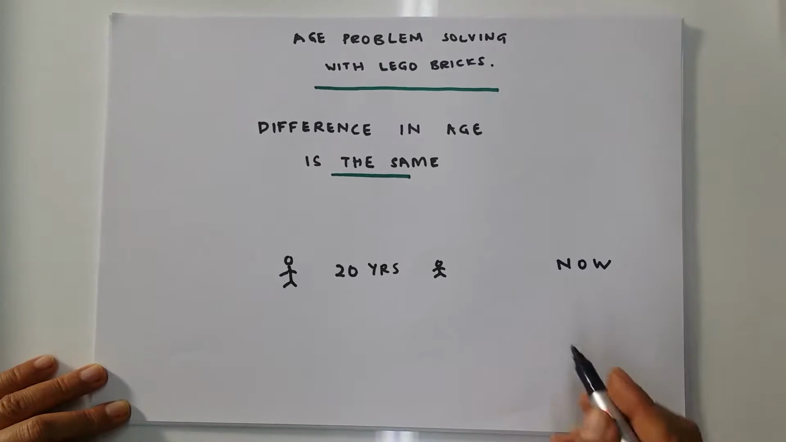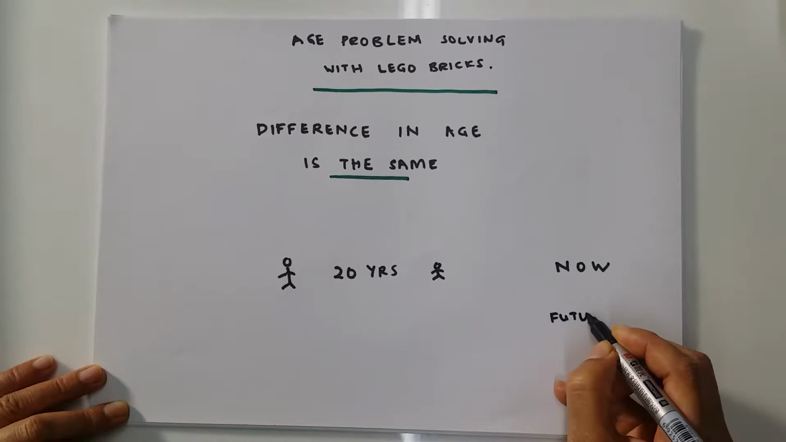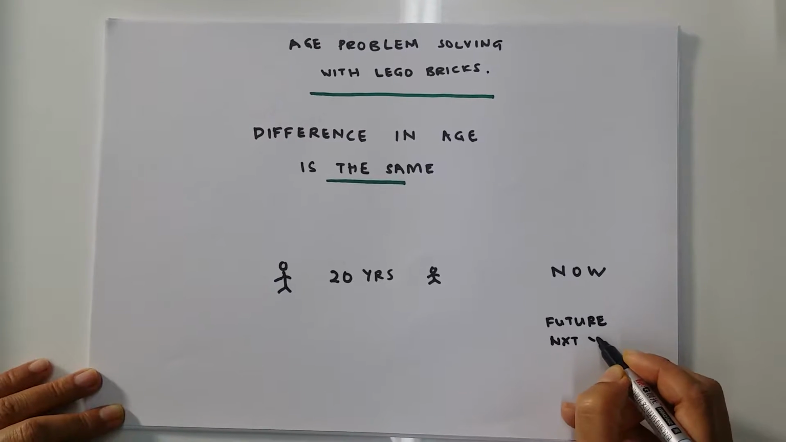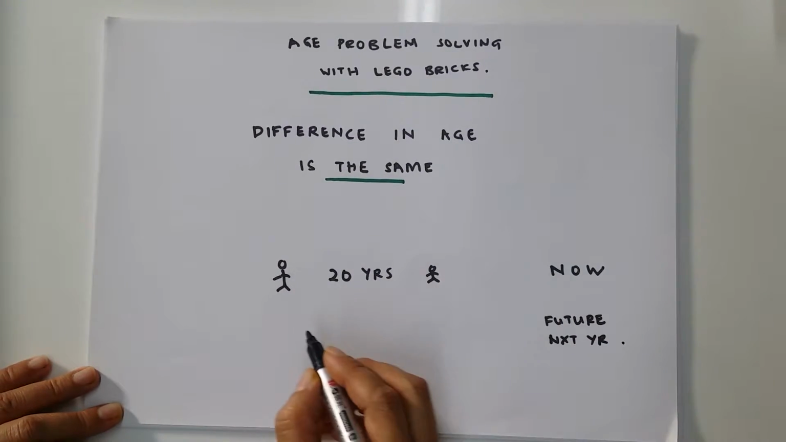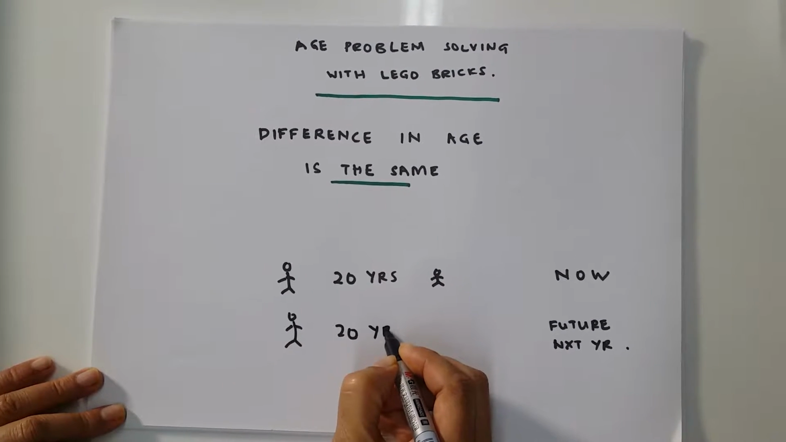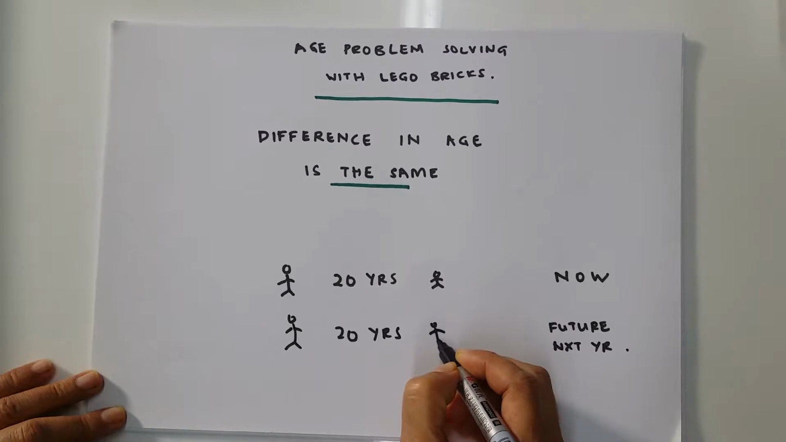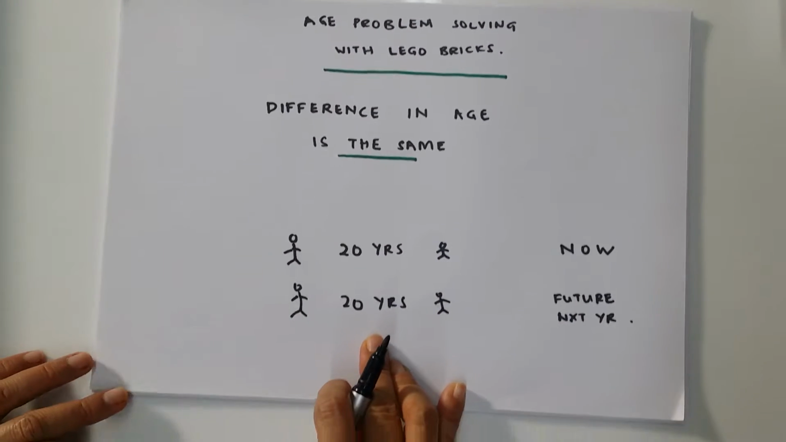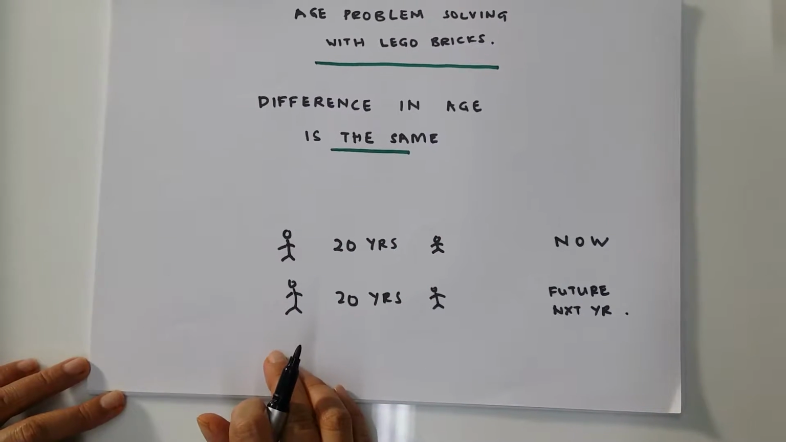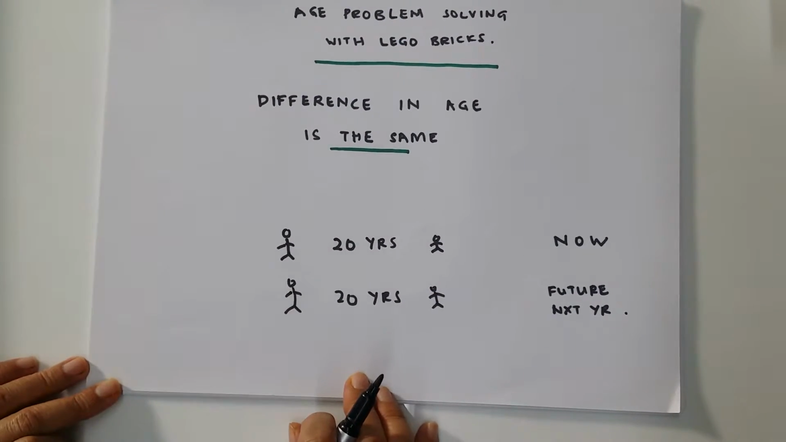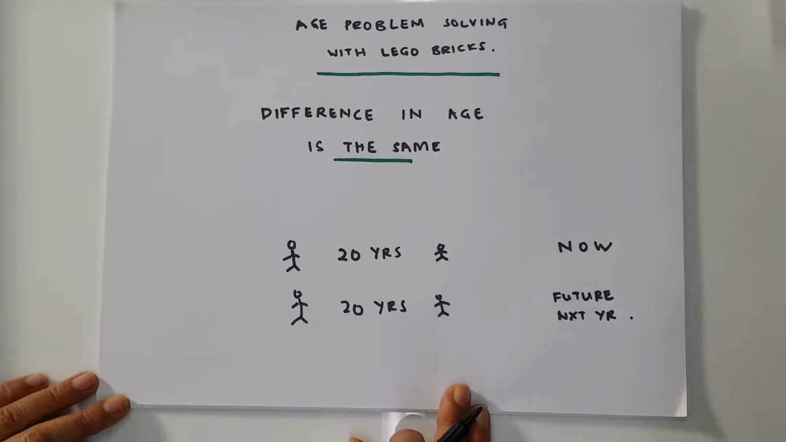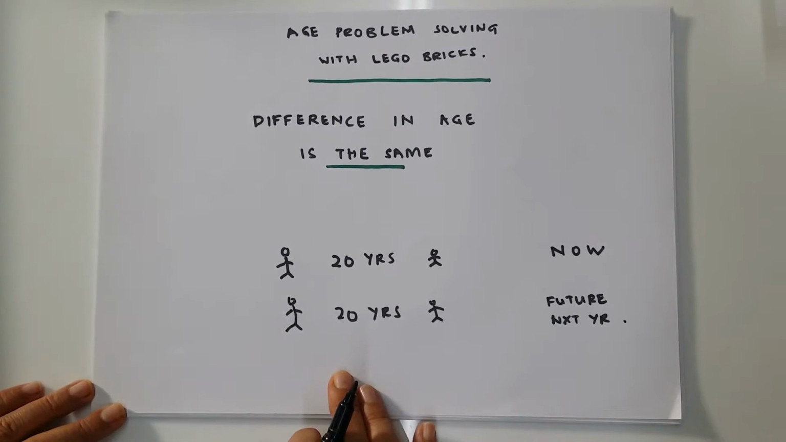then next year, which is the future, I will still be 20 years older than my son. The age difference does not change. It means I add 1 year and my son will too. Let's say I'm 40 years, my son is 10 years old. Next year I'm 41, my son will be 11 years old. Our age difference is still the same.